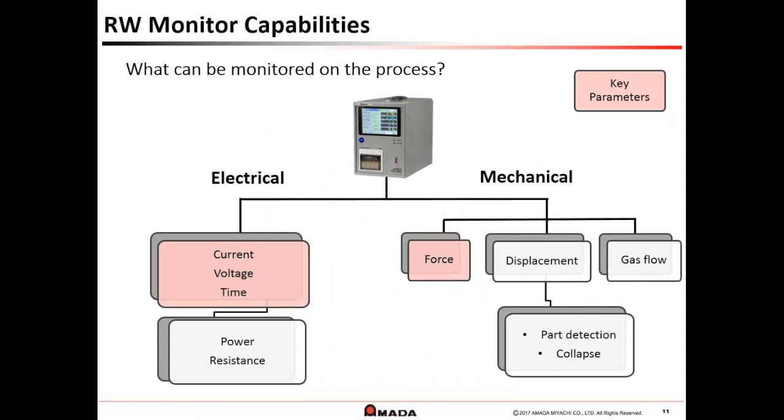On the mechanical side, we have force, we have displacement, gas flow, or some other input that we can use there. We have some analog inputs on the monitors that we can put many different types of machinery out there. Under displacement, we can detect the presence or absence of parts, so it shuts it off before the weld begins. We can also measure the collapse of that part. So again, the key parameters to our weld success: current, voltage, and time.